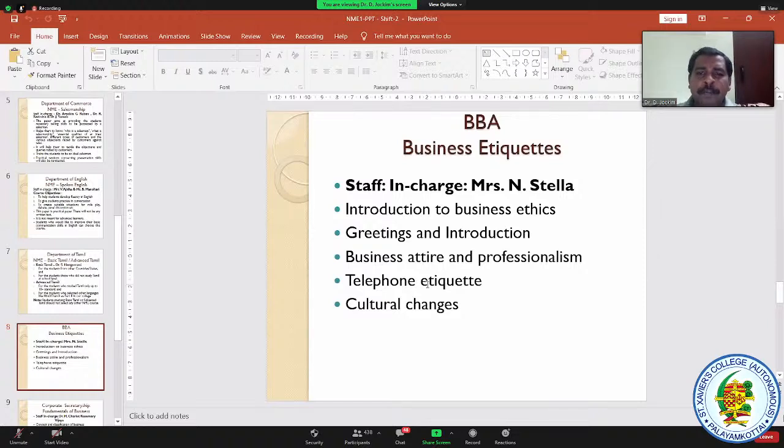Especially business communication is taught here in another unit, like how to greet on a business occasion, how to greet the customer, how to greet the higher officials. All these things are given. Afterwards, business attire and professionalism is discussed. For example, if you are going for an interview, how you have to wear proper dress and how you have to conduct yourself in a professional way is given in this paper. Then telephone etiquette.